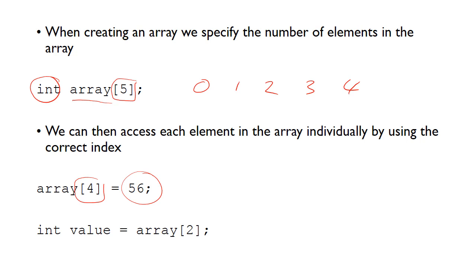In this example, I've created another integer value, and I'm going to assign it with the value that's currently stored in array 2. That's the actual middle value in this array of size 5.